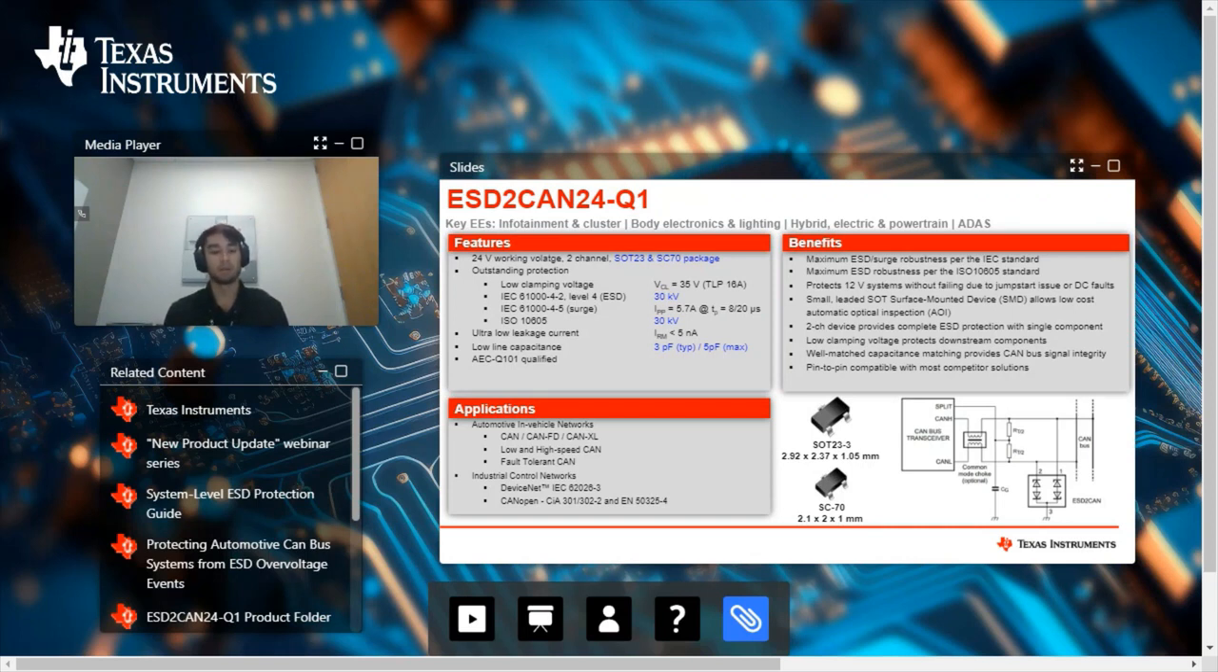And again, the low line capacitance of ESD2CAN24 at 3 pF is going to be able to support any of the CAN protocols, leaving room for designing in the future. If CAN ever comes out with a faster data rate, you'll have some breathing room with the capacitance with our diode solution.